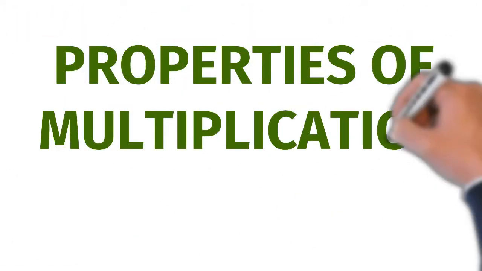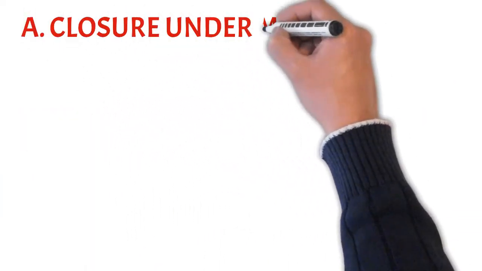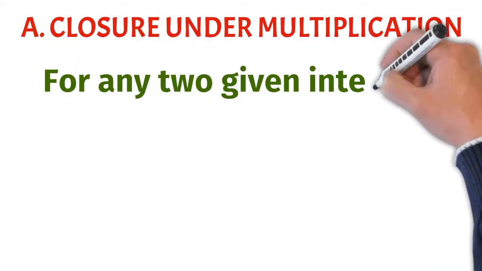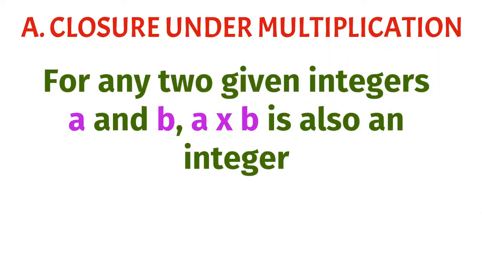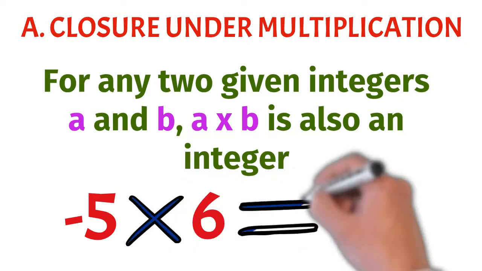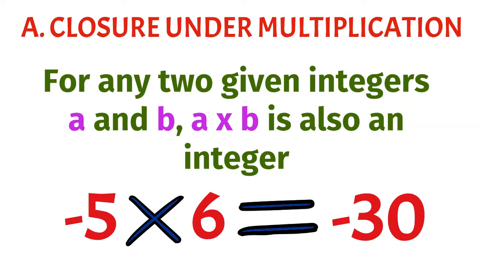Properties of multiplication of integers. First come to closure under multiplication. According to the closure property of multiplication, for any two given integers a and b, a into b is also an integer. For example, minus 5 and 6 are two integers. Now product of minus 5 and 6, that is minus 30, is also an integer. Thus we can say integers are closed under multiplication.